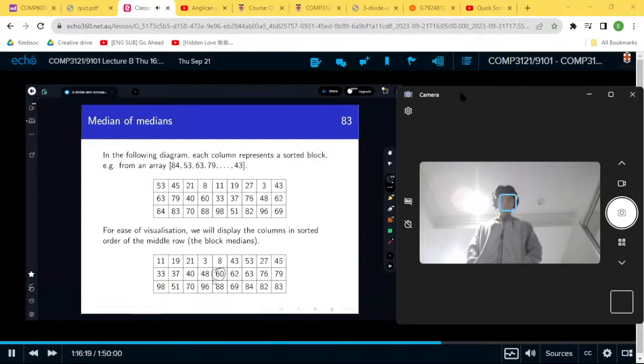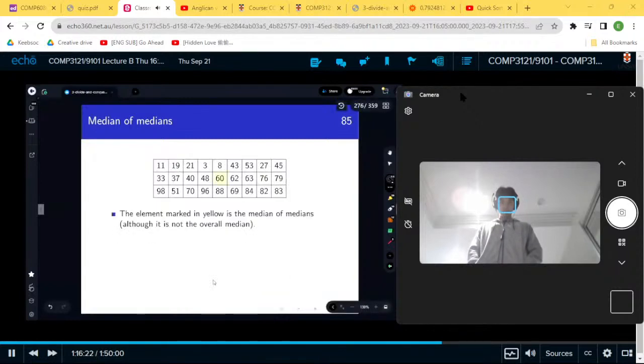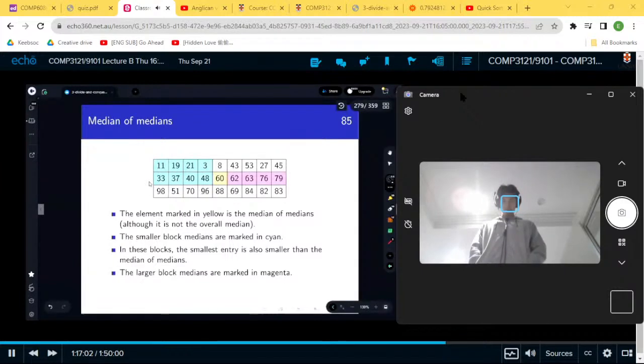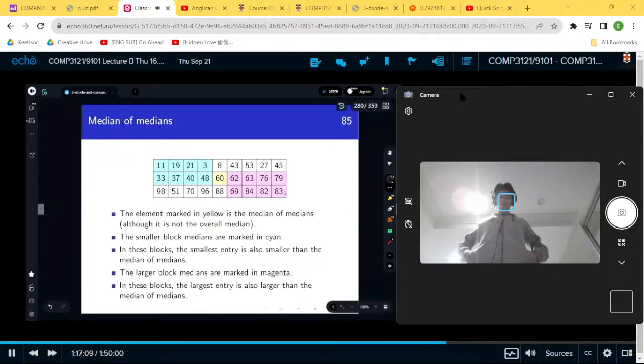Okay, but there's a couple of things that we can observe. Namely, this is the median of medians, in yellow, no? So we can observe that the number that we got here, the 60, is larger than all of those numbers that are in blue, no? And it's larger than also those numbers that are in the same block as those medians that are smaller than the 60 and are smaller than the median. Okay. We can also observe that the 60 that we got is larger than all of those in magenta and those in magenta as well.